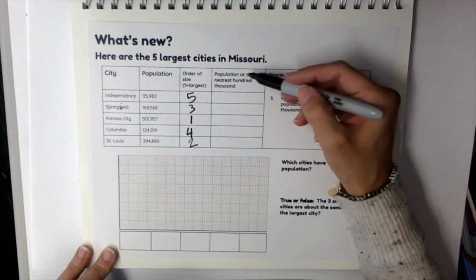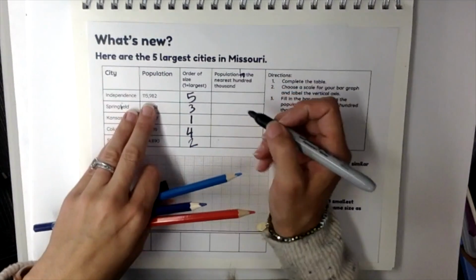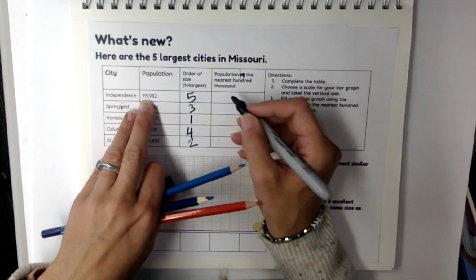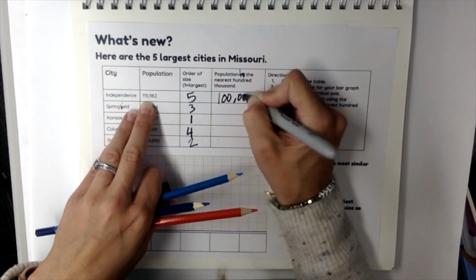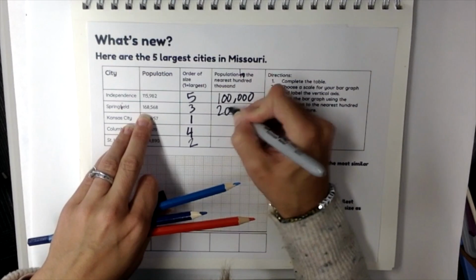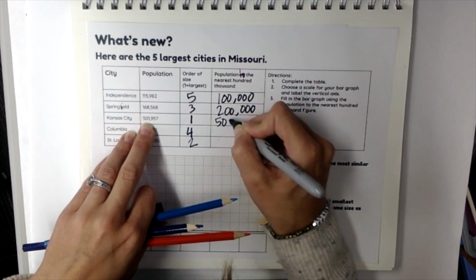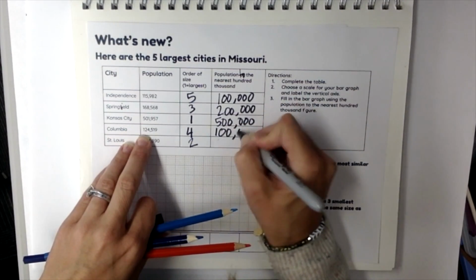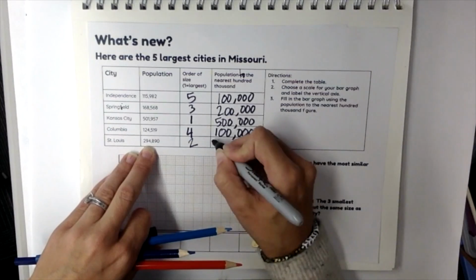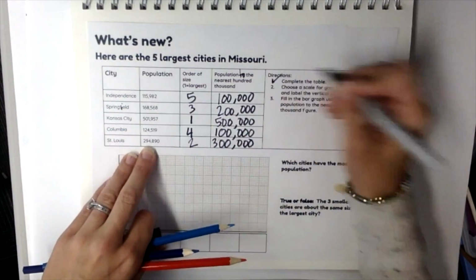And then it says population to the nearest thousandth. Okay, so nearest 100,000. So this would be rounding down, so 100,000. This would be rounding up to 200,000. This is closer to 500,000. This is close to 100,000. And this is close to 300,000. Okay, we got number 1 done.